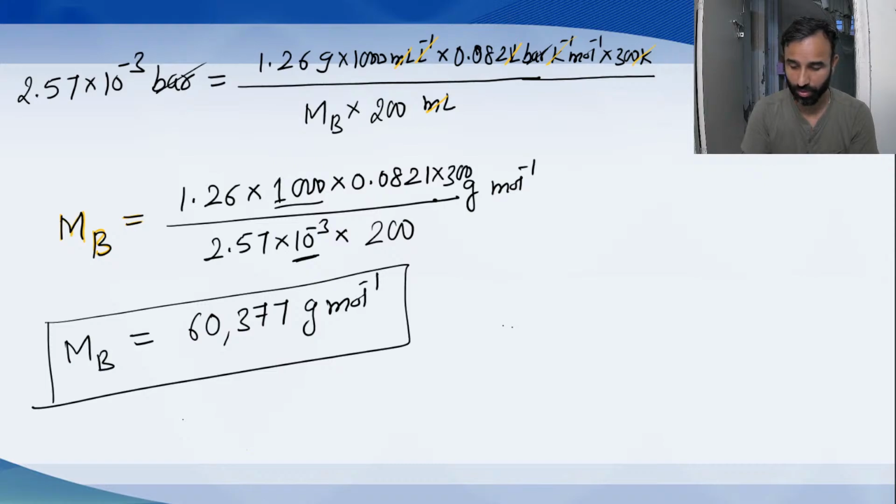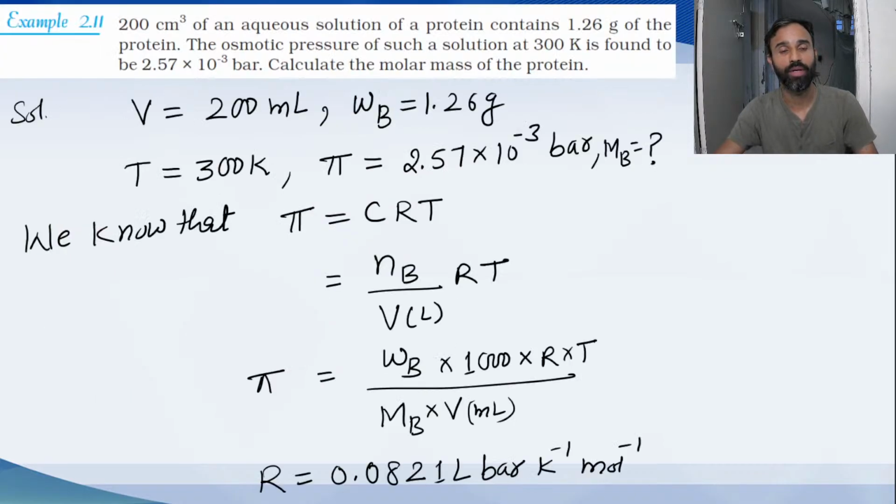1.26 into 1000 into 0.0821 into 300 divided by 200 divided by 2.57. Yes, it is 60,377 gram per mole.